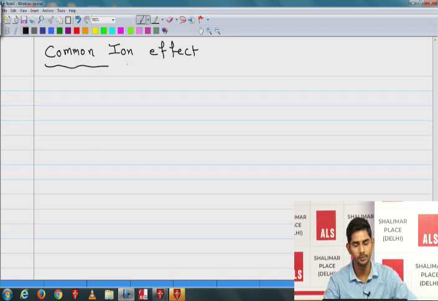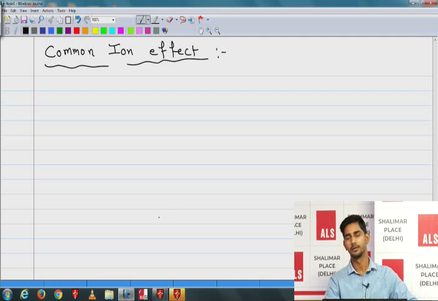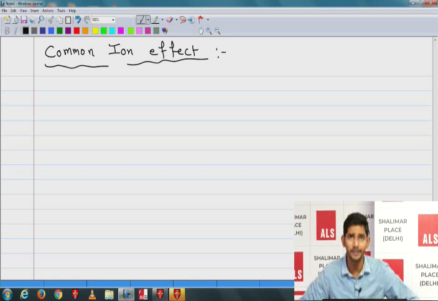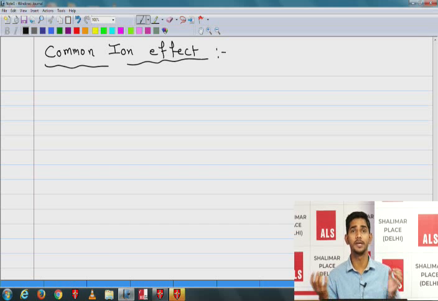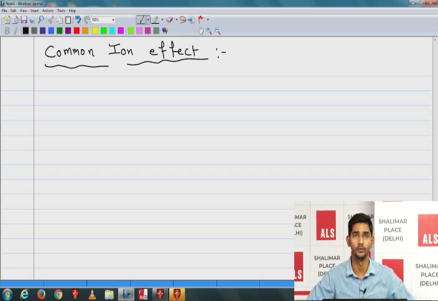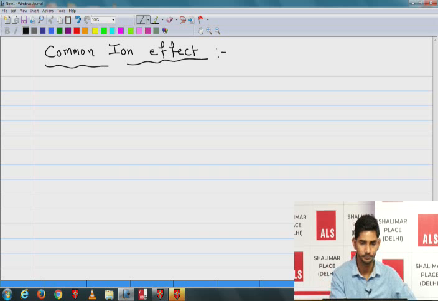Its applications would be used later on, but the concept we are going to discuss right now. First of all, a common ion will always be observed in chemical reactions, where one ion is common. One ion common means that when I mix two different substances, I find that they have one common ion. We can observe the common ion effect there.